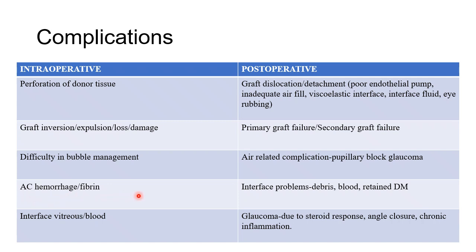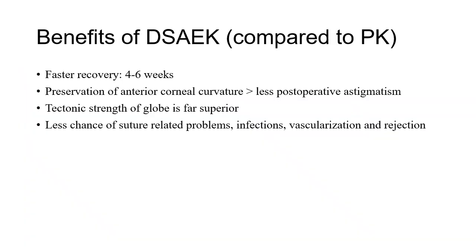Anterior chamber hemorrhage or presence of fibrin can happen. There is an interface, so interface related problems are bound to happen. So that's intraoperative. Postoperative complications include graft dislocation or detachment. All these could be the causes of the same. Primary graft failure or secondary graft failure, I've talked about this. Air related complications, yes, can happen postoperatively also. Interface problems, yes. Glaucoma because of steroid response, angle closure, or chronic inflammation can happen, right?